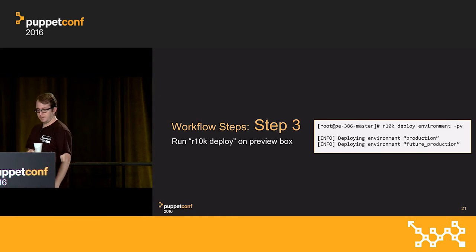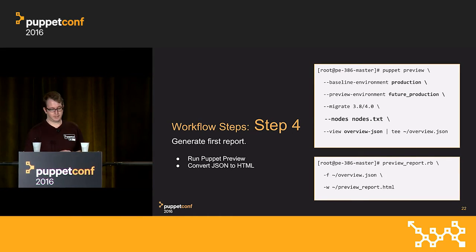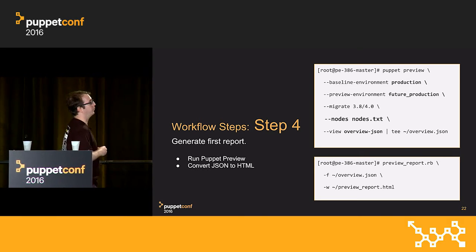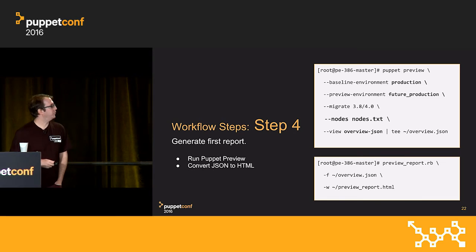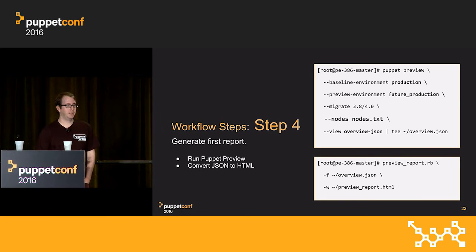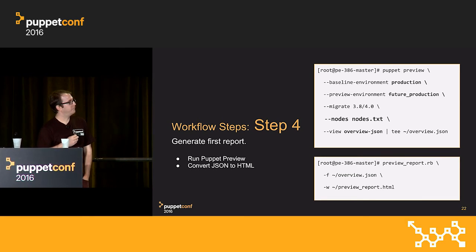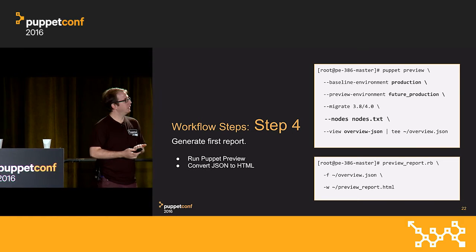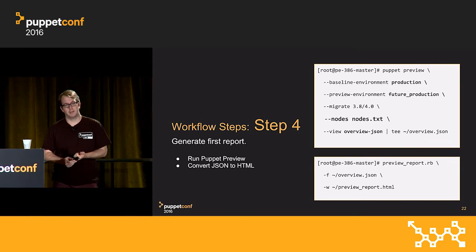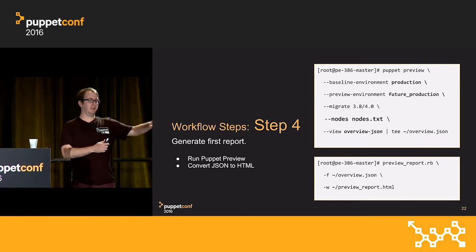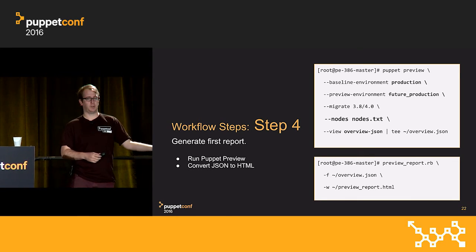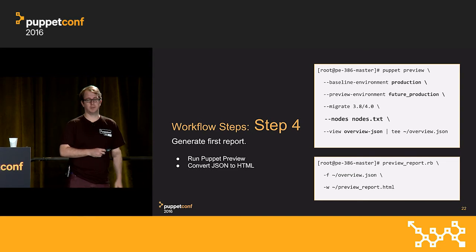Okay, so step 4, once you've got your code on the preview box, you can now run the preview tool. So that is puppet preview, and there's a few flags here. --baseline-environment is going to be your control environment, basically the original environment. Typically, that would be production. Then you have --preview-environment. That's going to be the environment in which you are working on, future production, for example. By the way, it doesn't have to be called future production. That's just what we've always done.